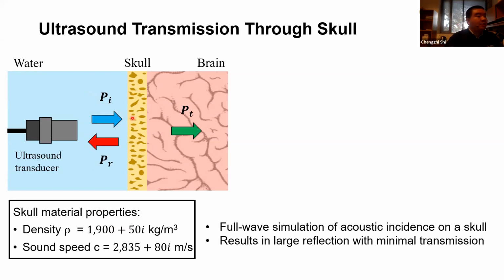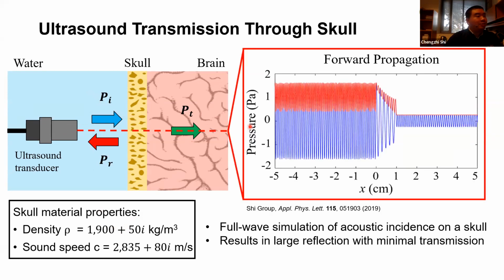So normally we should expect some transmission and some reflection. Let's see what happens. When we plot the sound field along this transmission line, we see this result. The blue curve represents the pressure field, and the red curve represents the amplitude of the pressure field. You can see a lot of interference, which indicates interference between the incident wave and the reflected wave. And the transmission through the skull is very low, which is expected because of the impedance mismatch between the skull, the ultrasound gel, and also the brain, right?